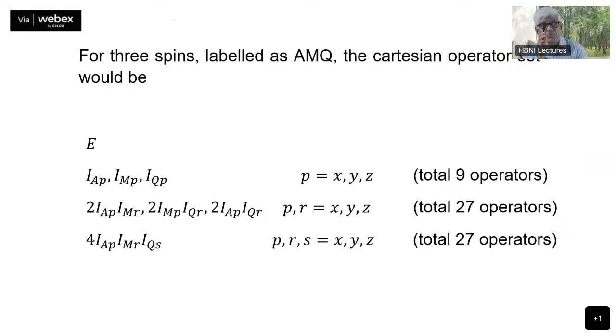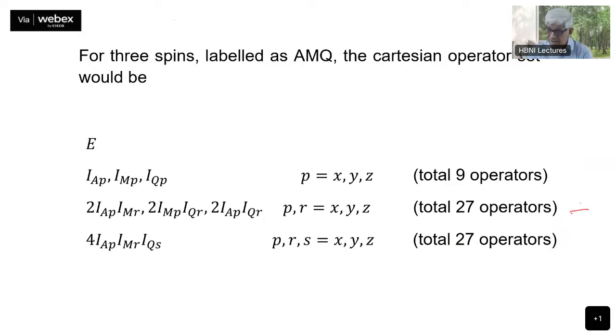These are the products, for example, A, M and M, Q and A, Q, and P and R are X, Y, Z. P can take X, Y, Z values, R can also take X, Y, Z values, and for A, M there are 3 combinations. Therefore, a total of 27 operators will be there.